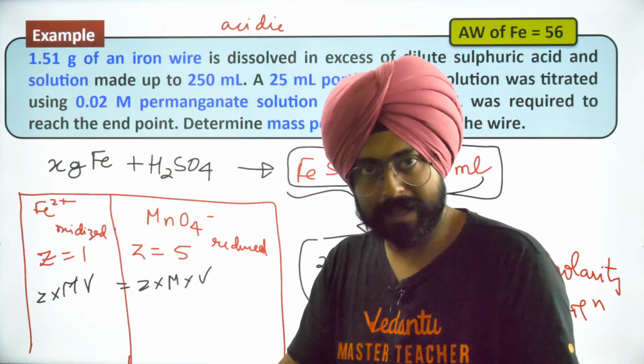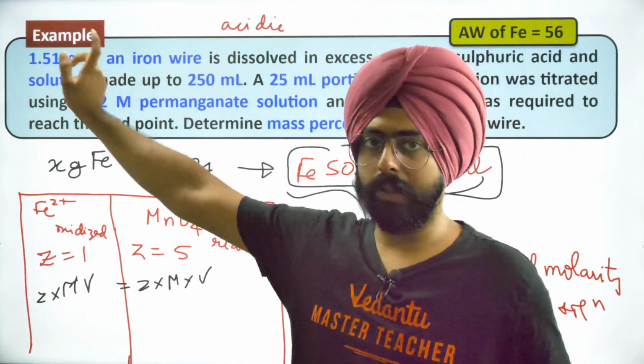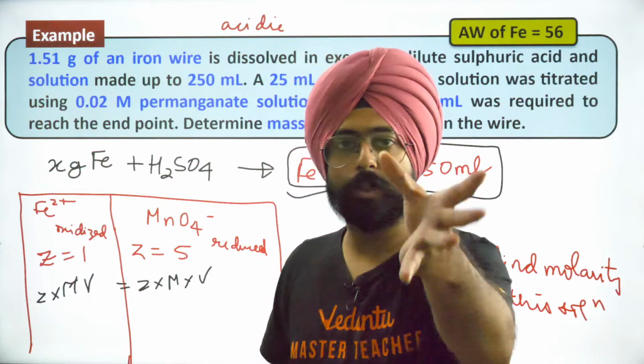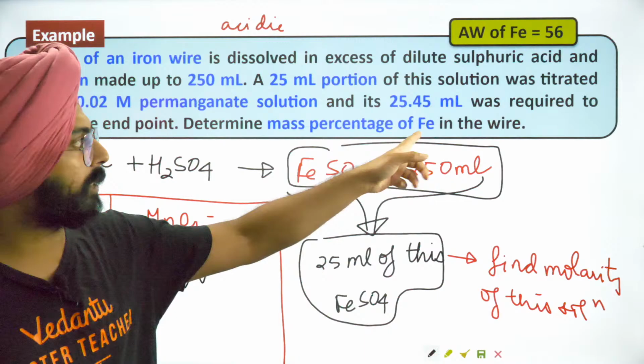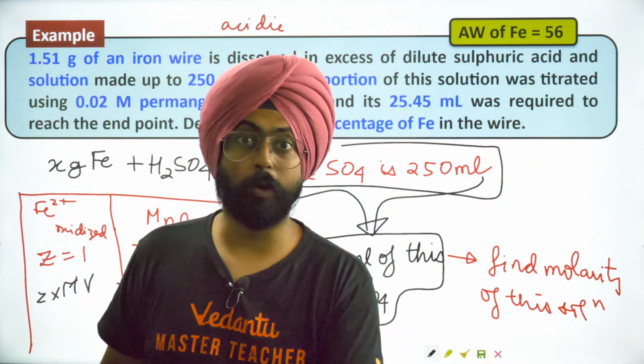So now step by step, try to reach the actual mass of iron in the wire and tell me what is the percentage purity. Batao. You just need to tell me what is the mass percentage of iron in the wire, how much of that wire is pure. Tell me.